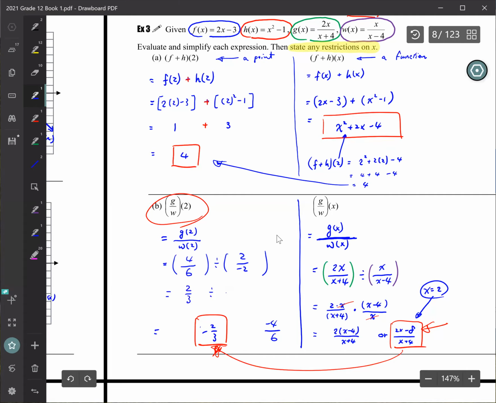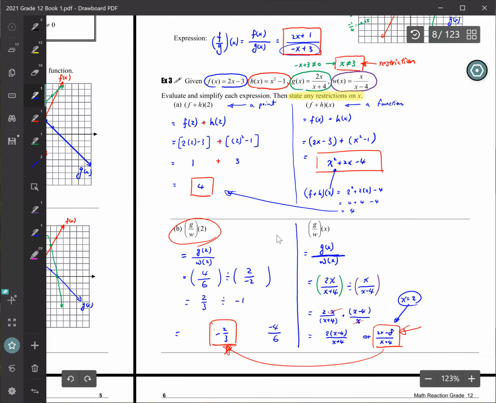2/3 divided by -1, and that also gives you -2/3. Okay, does that make sense? You can do it either way. You can find the function and then get the point, or you can get the point directly. Okay, raise your hand if you got everything here.